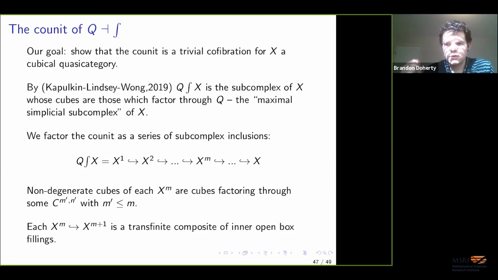This is pretty much the point where the proof in the paper starts to get very detailed and technical. This is where the 10 pages of combinatorics that Chris mentioned on Monday come into it. Unfortunately, I don't think I can get into any more detail about how we show that each of these subcomplex inclusions is a trivial cofibration, but basically what it amounts to is showing that each of them is a transfinite composite of inner open box fillings. And there's a lot of combinatorics of cubes and cones in cubical sets that comes into it here.